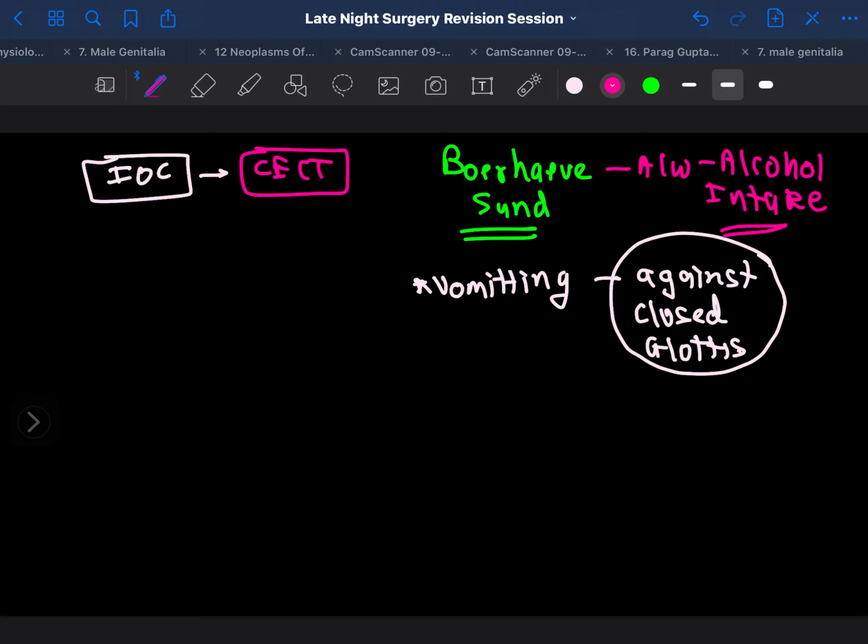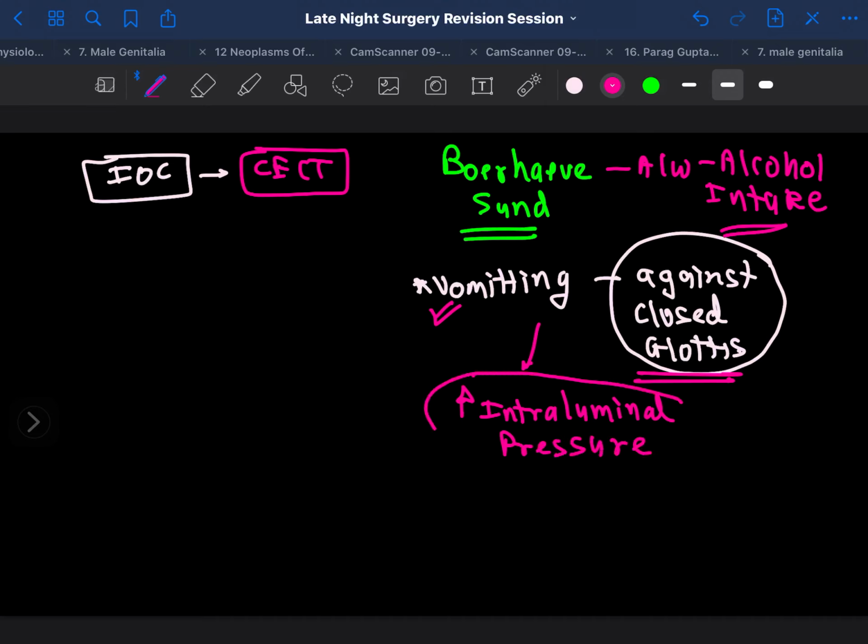It is not so. Now whenever we vomit, obviously our cricopharynx needs to open up, otherwise how will the vomit come out? If the patient is vomiting against a closed glottis, what is going to happen? There is going to be an increase in the intraluminal pressure. And because of the rise in the intraluminal pressure, two things can happen.